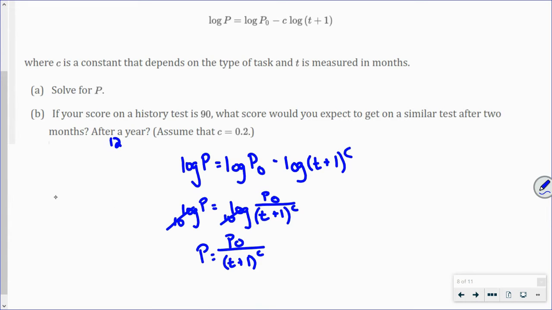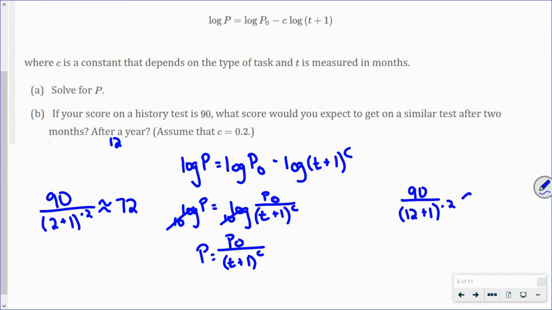I'm going to do one on this side and one on the other side. So 90 over 2 months plus 1, and then 0.2 is our C value that they gave us. And then the other one would be 90 over 12 plus 1 to the 0.2. You can just do these in the calculator. For 2 months, you're going to get a 72, and for this one, you're going to get a 54.